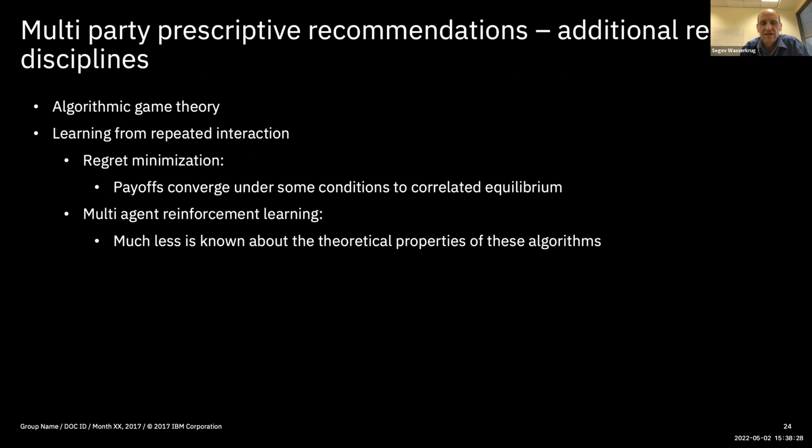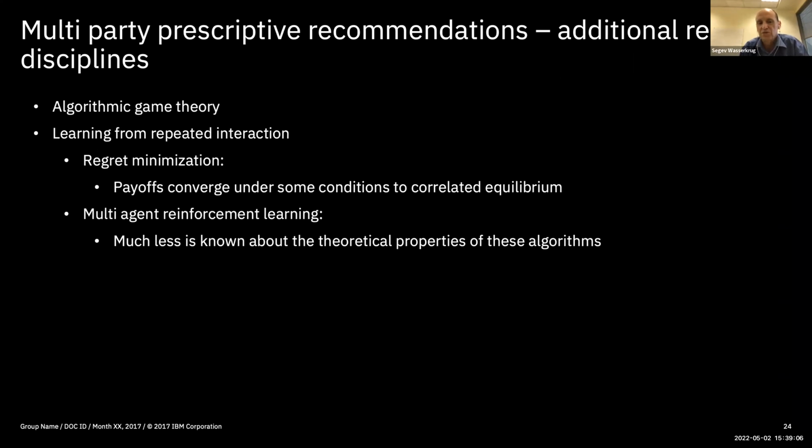It doesn't solve any of the others, but at least it addresses computational tractability and also tries to find, in some cases, simpler mechanisms which are easier for people to follow. The other is looking at areas where learning comes into play, looking at regret algorithms, both regret minimization and multi-agent reinforcement learning. But much less is known about the theoretical properties of these algorithms. In many cases, they're not even guaranteed to converge.